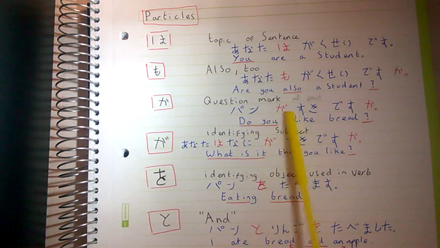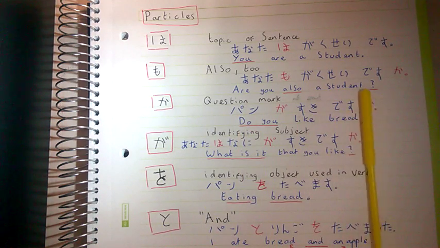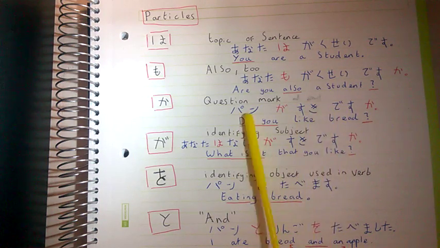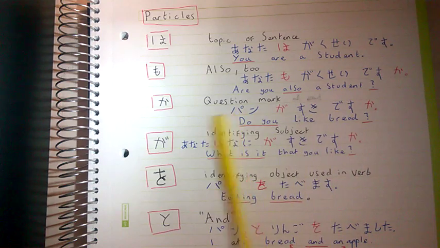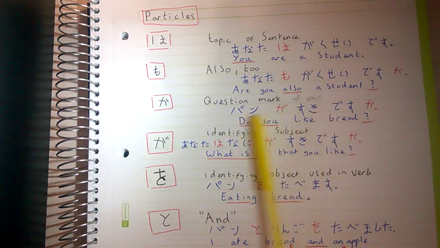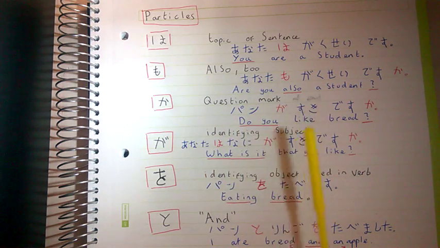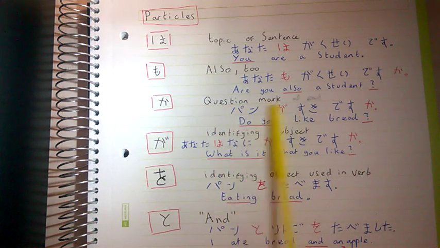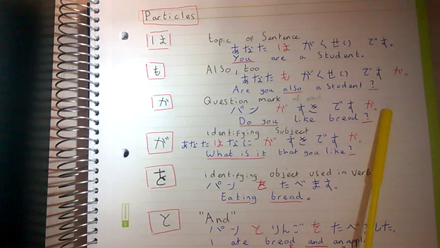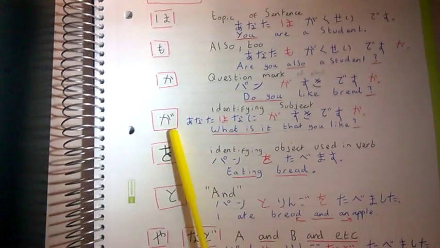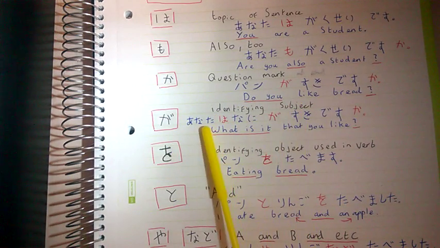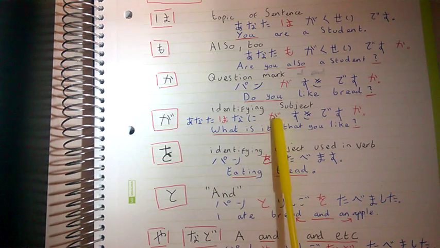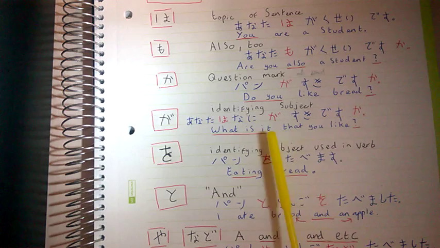If you literally say pan ga suki desu, that's literally the words I like bread, or to like bread. Watashi wa pan ga suki desu. That's just I like bread. And if you put ka, you'll sound confusing if you have watashi wa. Do I like bread? And then ga, identifying a subject. So you, nani, what? So what is it that you like?